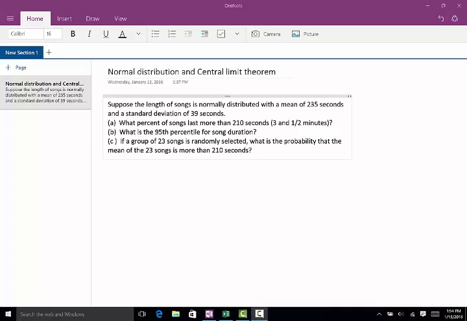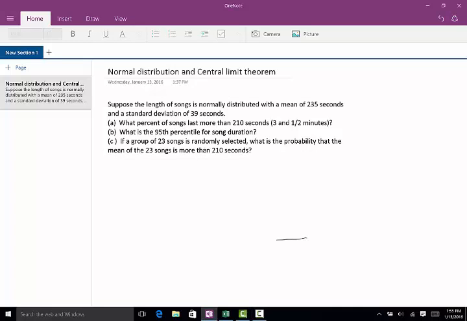Look this up online. The length of songs has a distribution that's approximately normal with a mean of 235 seconds, a little shy of 4 minutes, and a standard deviation of 39 seconds. What percent of songs last more than 210 seconds?